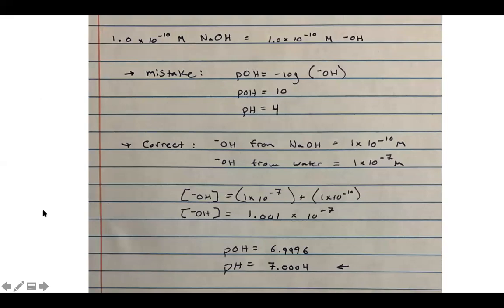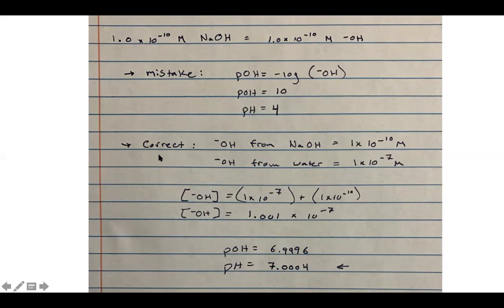So we added 1.0 times 10 to the negative 10th molar sodium hydroxide, which is a strong base, meaning it's going to completely dissociate into 1 times 10 to the negative 10th molar hydroxide. The mistake many people make, and when this was on my exam, this is exactly what I did, is I took the concentration of hydroxide, I plugged it in to find that my pOH is 10, and therefore my pH had to be 4. All of us, when we took it, thought this was the best question on the exam. We're like, oh, it's so straightforward, it's easy, we love it. But again, that is a mistake.